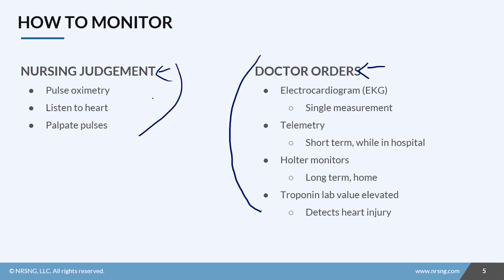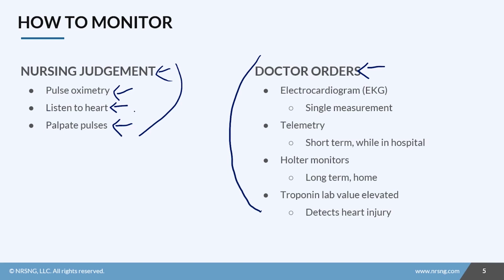So, for nursing judgment, some things that we can do, we want to be listening to the patient's heart, and we want to palpate their pulses or feel their pulses. And we may also use a pulse oximetry device on our own without a doctor's order. What a pulse oximetry device does is it helps us to keep an eye on the patient's pulse, and it shows us how much oxygen they have in their blood for their body to use.